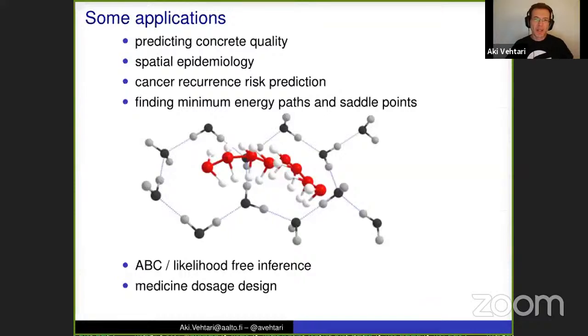Finding minimum energy paths and saddle points. Here's an example with the gray: there's a surface of ice, and then this red and white is like a water molecule, and how it's hopping on the surface, and what is that minimum energy path there, and what is that saddle point? So what is that energy barrier there? How much energy is needed so that it changes location?